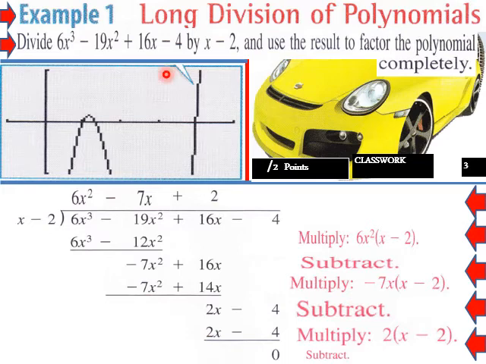And then here is the graph of this third degree polynomial. We determined that positive 2 was a factor. And then we have this 6x squared minus 7x plus 2 now. We have a quadratic now.